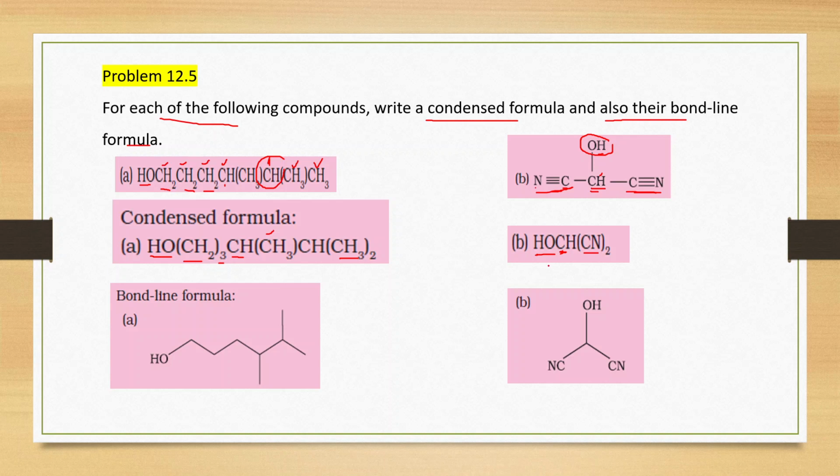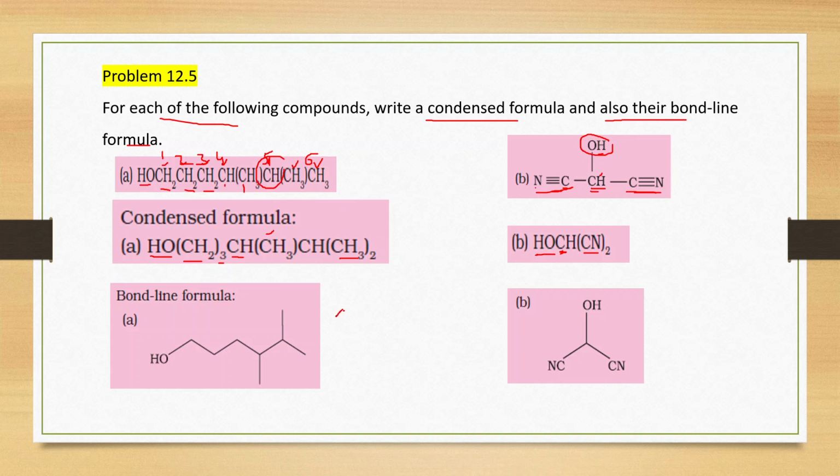Now, in bond line formula, how can we represent? Now just come to the bond line formula. Again calculate the carbon atoms in a straight chain. So you can say this is 1, this is 2, this is 3, this is 4. Okay, this CH3 is attached with this. This is 5. Okay, and this one is 6. So you can start like this.